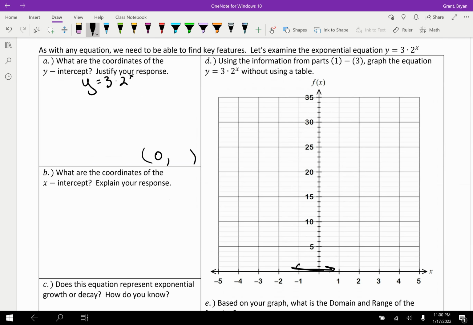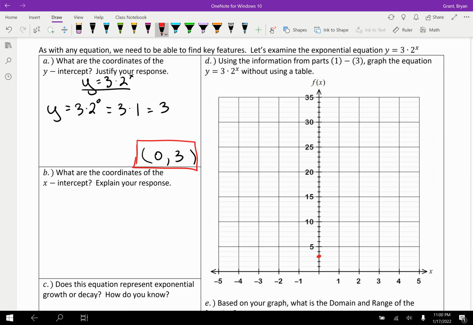I move left and right 0, but then I move up or down some amount, which means we need to take our equation. We want y to be in the equation, but I want x to be 0. And then, this is just like the math on the previous page, 2 to the 0th is 1, and 3 times 1 is 3. This tells me that my y-intercept then is the point (0, 3).